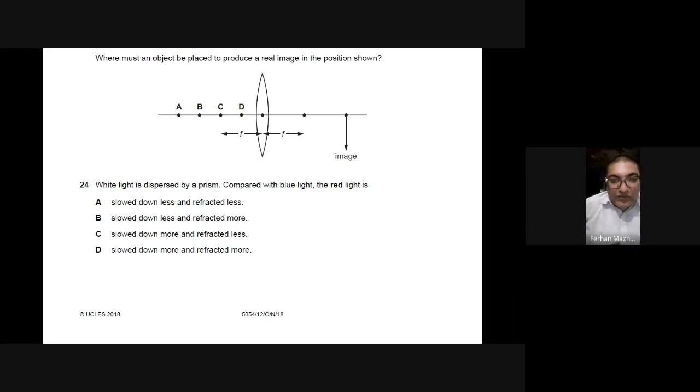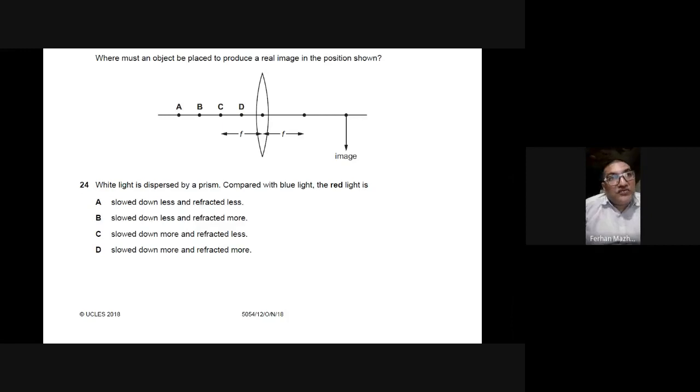We can remember the order of those colors by a word, ROYGBIV. Roy G. Biv. Red, orange, yellow, green, blue, indigo and violet.